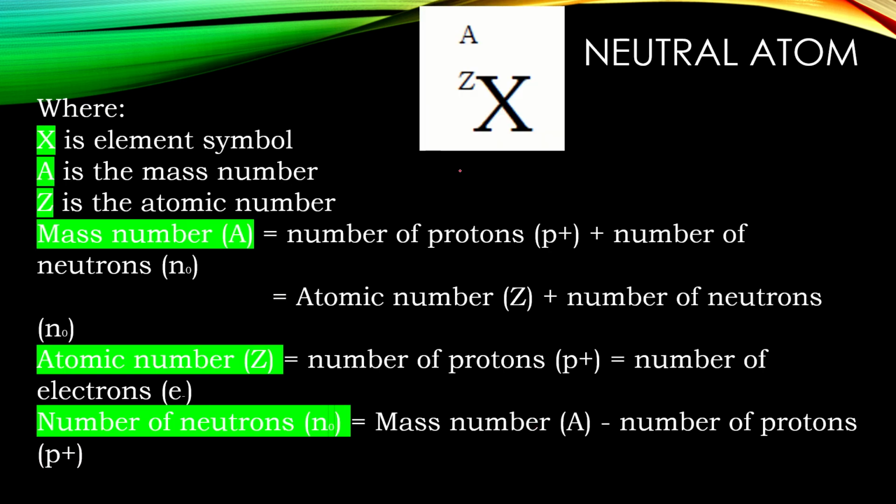Okay. So here is the symbol that we use in determining the atomic number, atomic mass, and the symbol of an element. So we have here letter X. X stands for the element symbol. So for example, the element symbol for hydrogen is letter H.